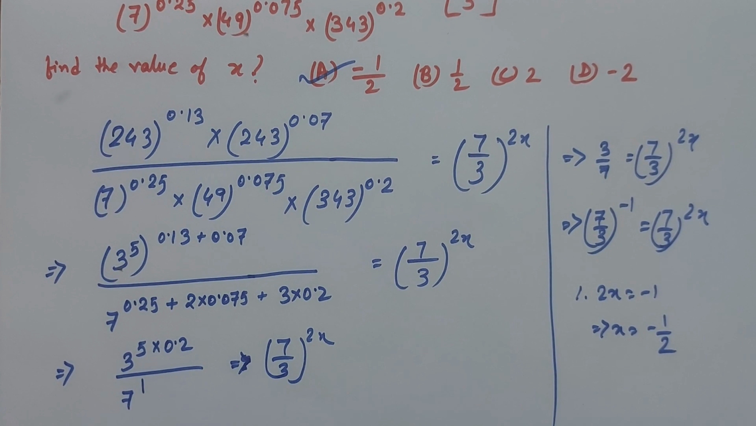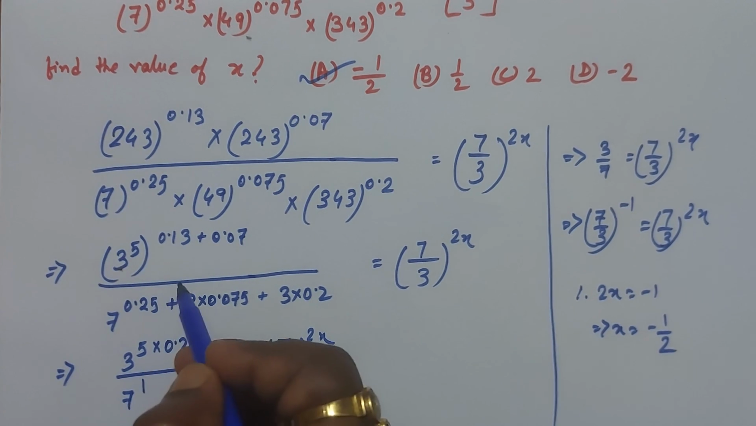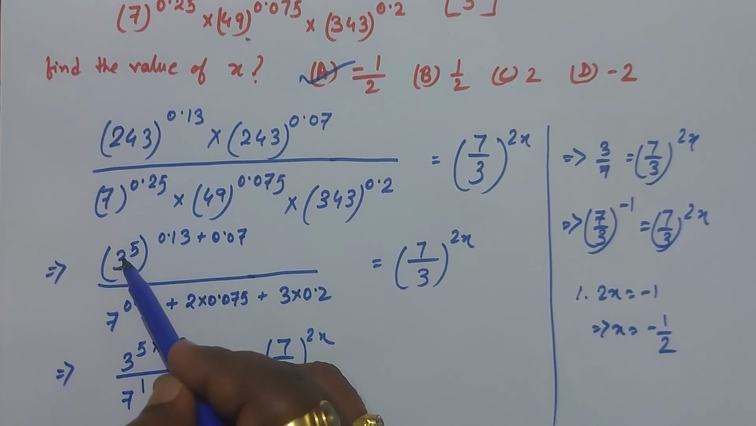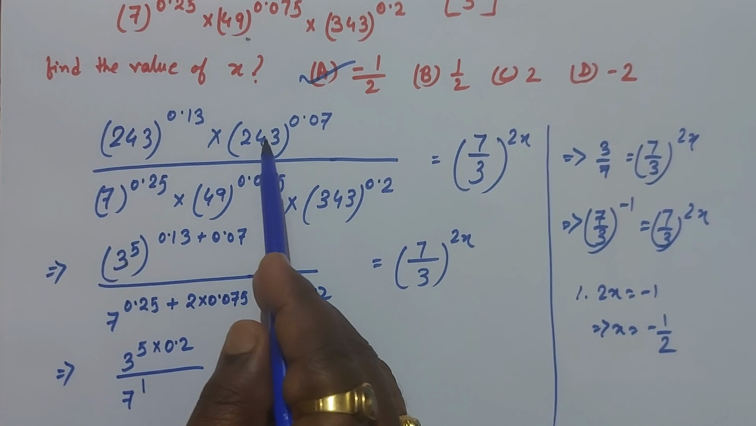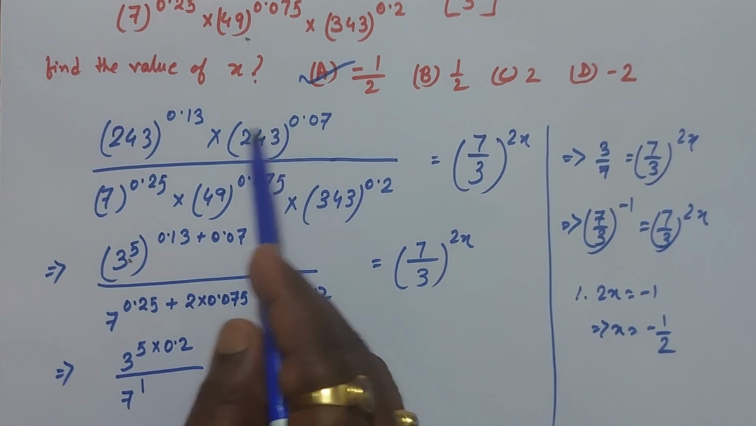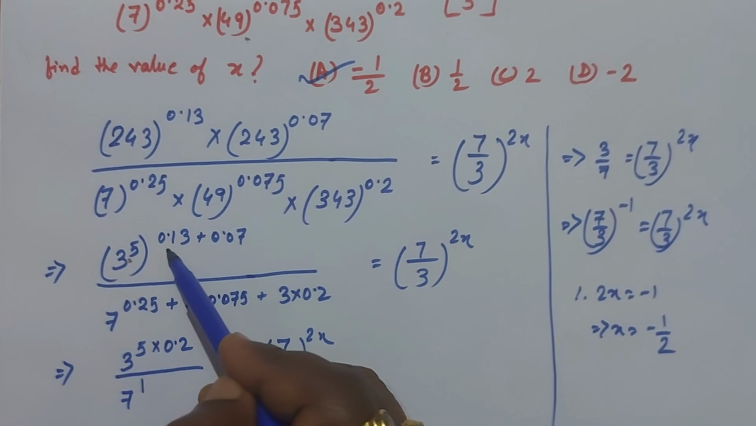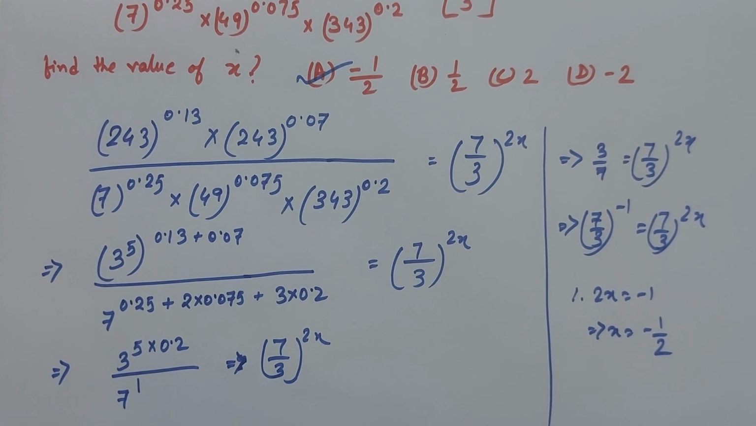So understood this one? Here I am just skipping the line. 243 is 3 to the power 5. So 3 to the power 5 to the power 0.13, again 3 to the power 5 to the power 0.07. Since the base is the same, their powers will be added. So 0.13 plus 0.07 is 0.2. So 5 into 0.2 is equal to 1, so 3 to the power 1. That's why I have written 3, and 7 to the power 1 means 7. So 3/7 here.